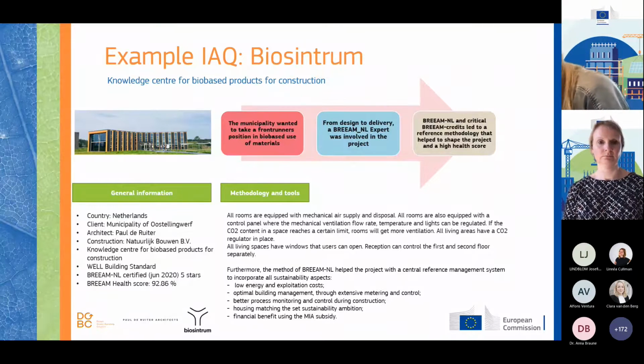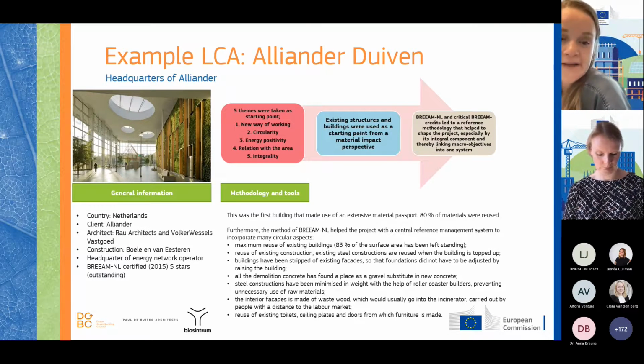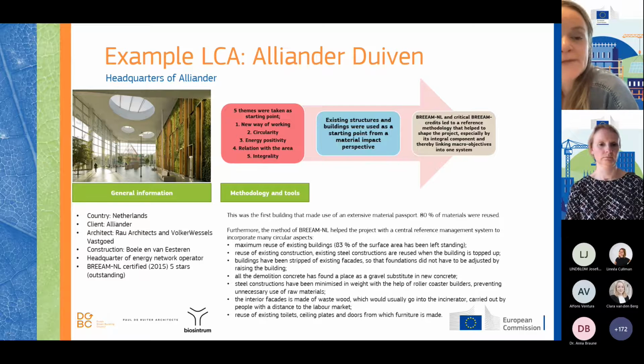We also have another example. If you go to the next slide, that one is of Alliander Duiven, and this one has been built in 2015, so quite a while ago. But because they use BREEAM as well, you see that they were quite innovative for that time. So they were the first building with a material passport. They really looked at material usage. They really looked at the energy cost as well.